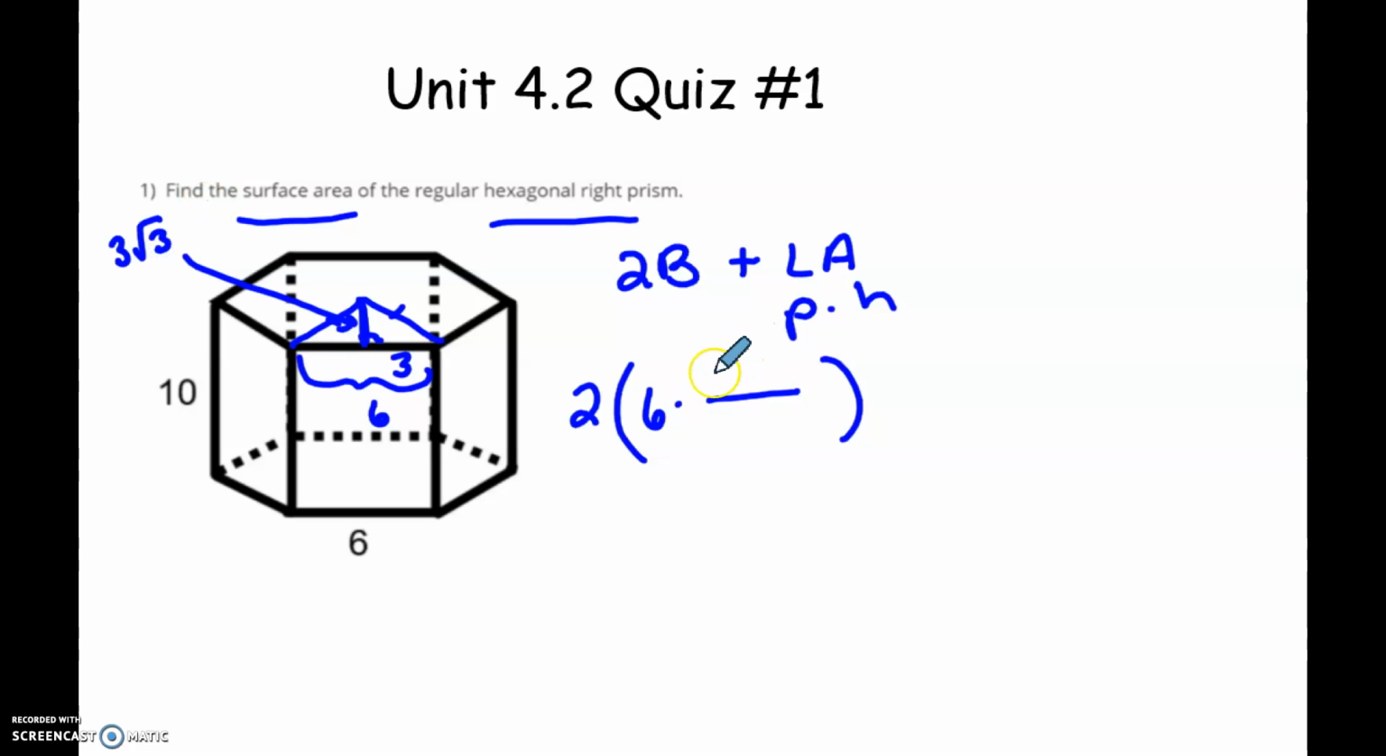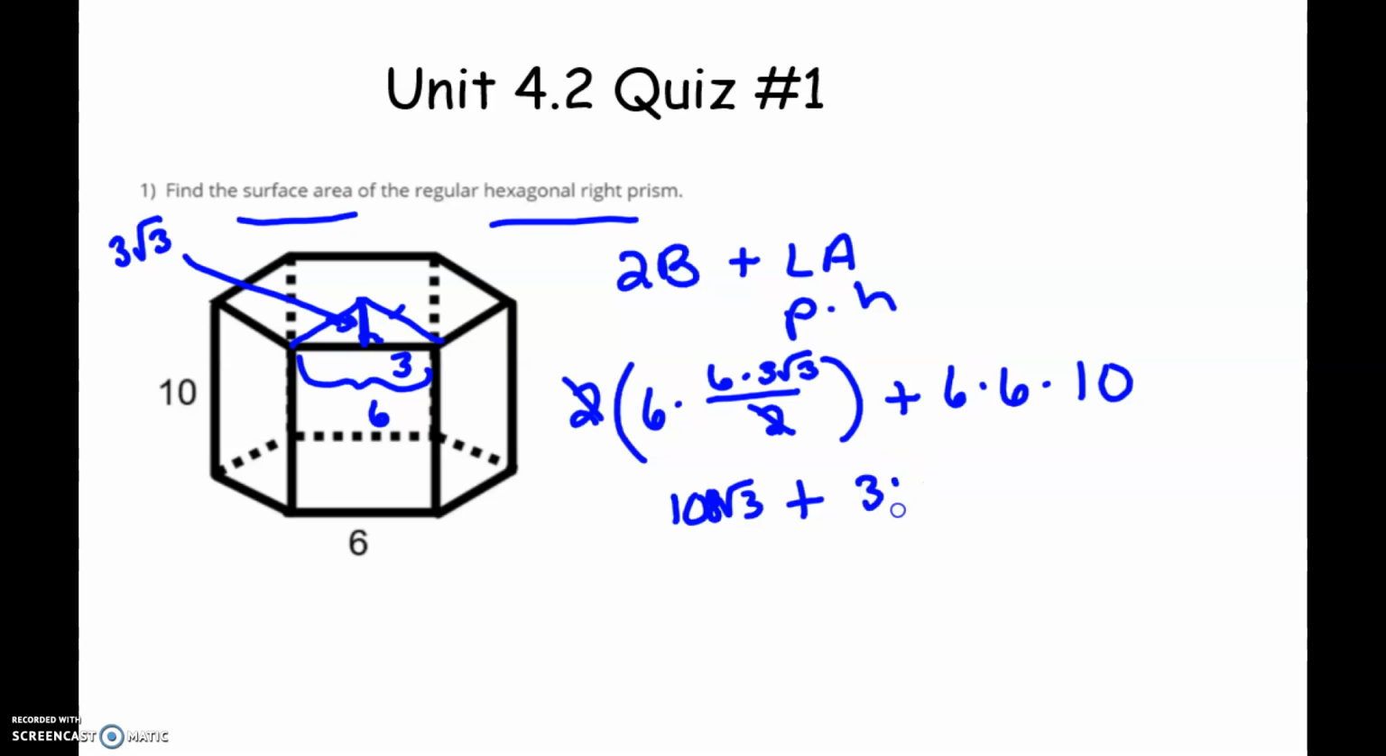So our 6 triangles are their base times 3 root 3 all over 2. We're multiplying by 6 because it's a hexagon, and then 2 because of the top and the bottom. Our lateral area, our perimeter, is just 6 sixes, 6 plus 6 plus 6 plus 6 plus 6 plus 6, times our height, which is 10. To simplify this, I'm going to cancel out my 2's. I get 6 times 6 is 36, times 3 is 108 radical 3, and then we have 6 times 6 is 36, so plus 360.